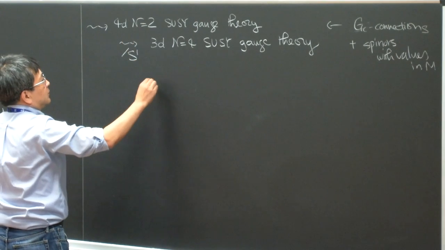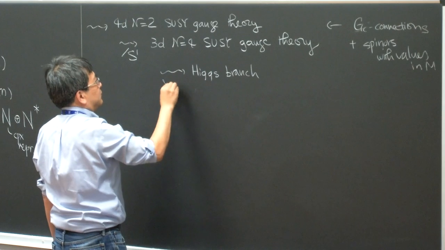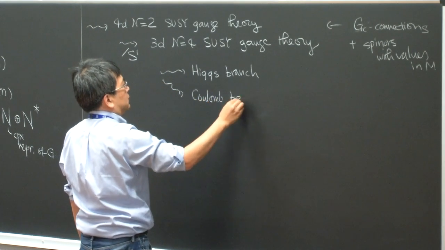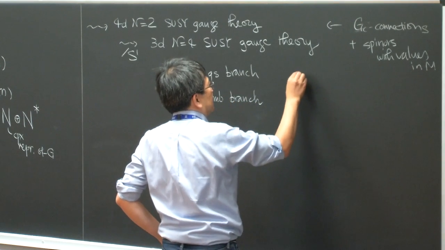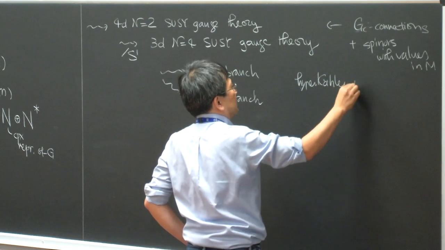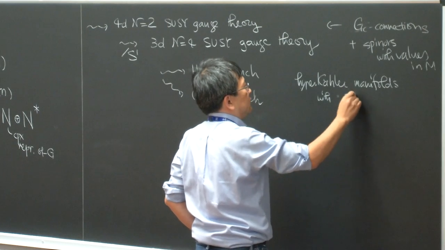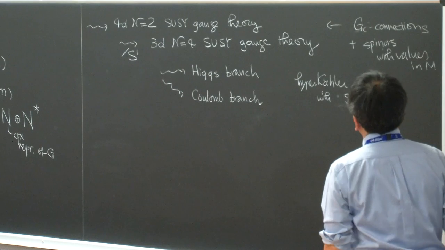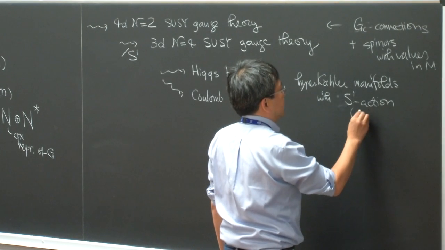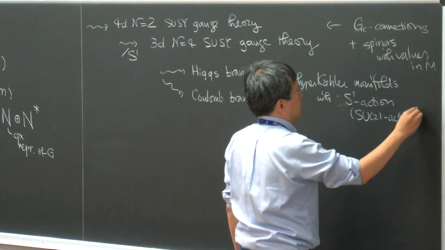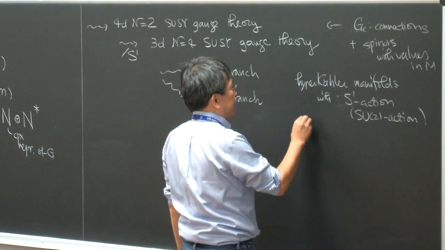Then from them, they assign the so-called Higgs branch and also Coulomb branches. These are hyperkähler manifolds with an S^1 action or SU(2) action, preserving the Riemannian metric but rotating the complex structure. In my lecture, we only see the S^1 action inside the SU(2) action, possibly with singularities.